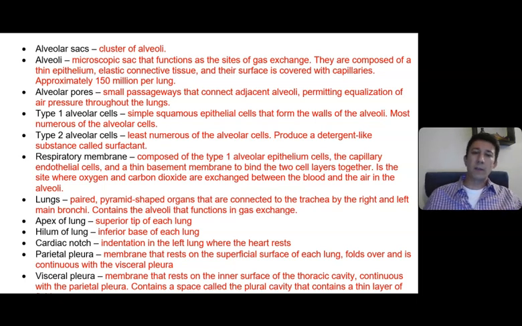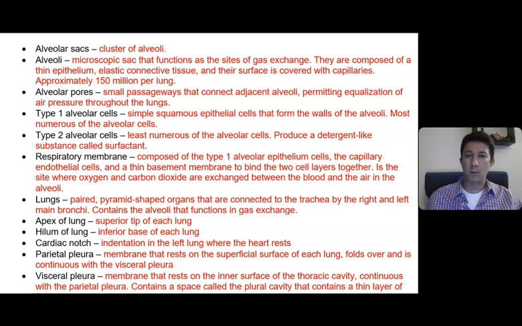So moving on from there, we have a structure called the respiratory membrane, which is composed of three structures primarily. The first is the type 1 alveolar cells that make up the main lining or the main support of the alveoli. The respiratory membrane also contains the endothelial cells that we see in the capillaries that surround the alveoli. And there's also a thin layer of essentially a protein glue that holds the alveolar epithelium to the capillary endothelium, and that's called the basement membrane.